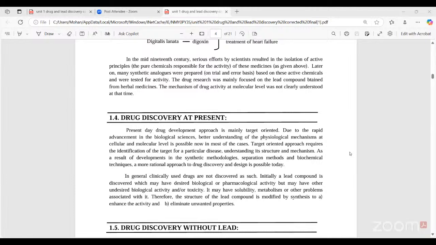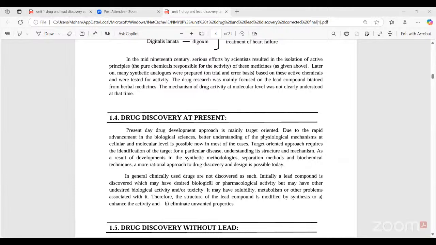Now, in most cases, the target-oriented approach requires the identification of the target for a particular disease, understanding its structure and mechanism. As a result of developments in synthetic methodologies, separation methods, and biochemical techniques, a more rational approach to drug discovery and design is possible today.